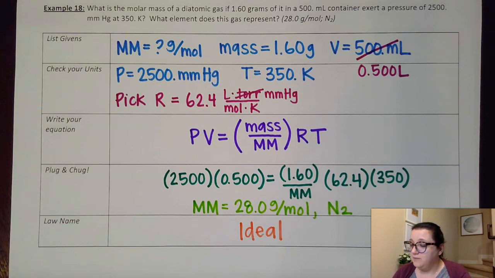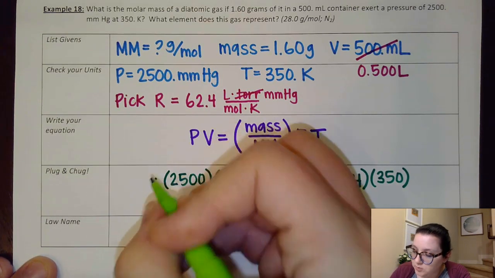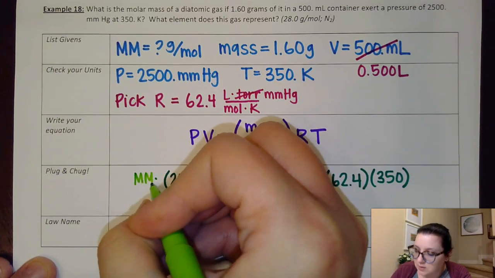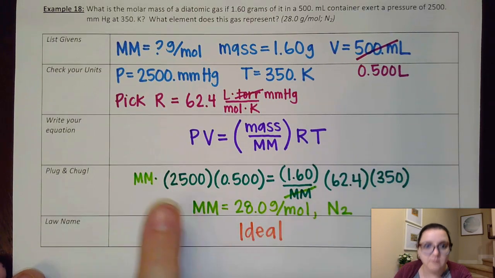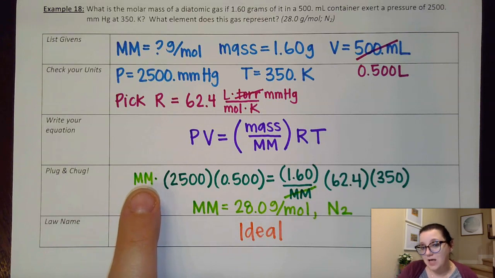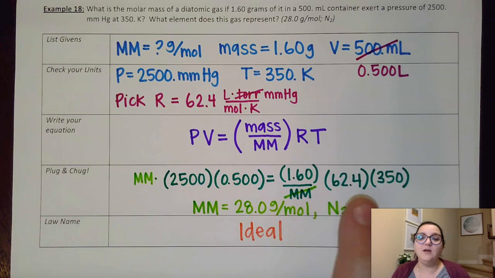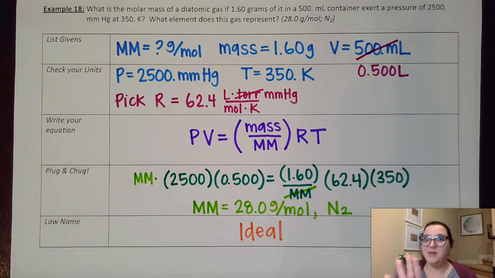So in order to undo this divided by molar mass, I would have multiplied by molar mass over here on the other side. That would kind of bring it up to the numerator. So now, to get it by itself, I would simply just divide over 2,500 and then divide over the 0.5. That would have been how I would have solved the algebra. Now, I'll be honest, there's more than one way to solve the algebra. So solve it in whatever way makes sense to you. As long as you're getting a correct answer, doesn't really matter.